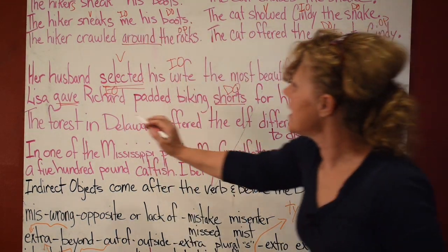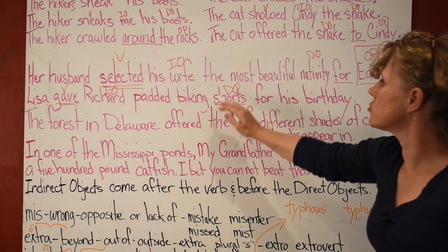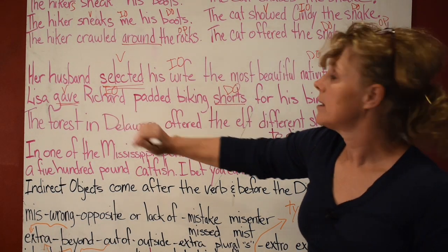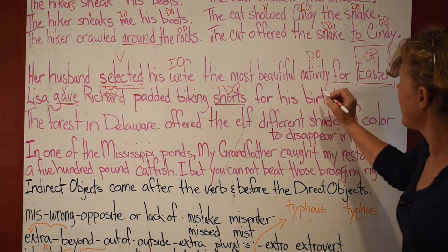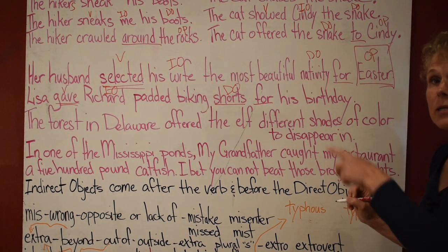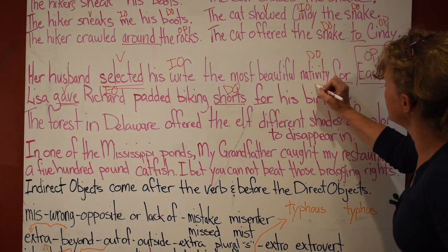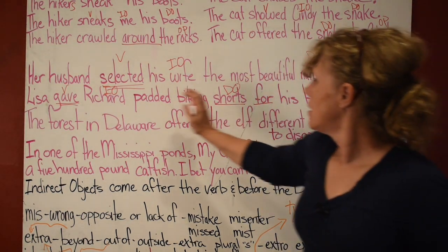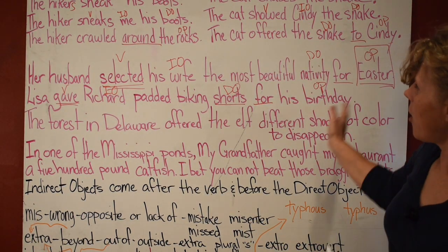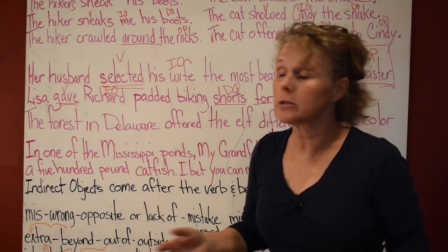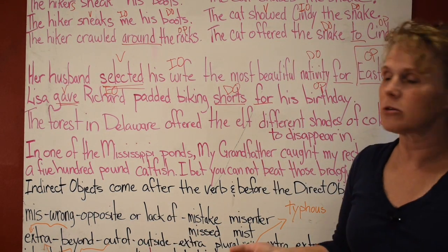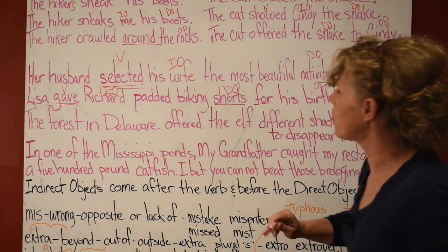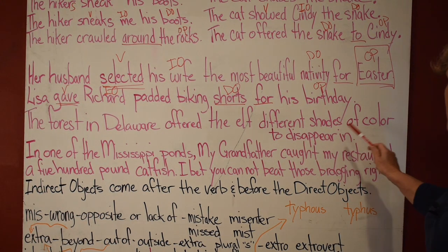See how right here is your verb, right here is your direct object, and your indirect object is between the two. Birthday. For right here is your preposition, and birthday is the object of the preposition. So see how you could have all of them, and you can have them in multiples in a sentence, depending on how big your sentence is. Okay, so we have this sentence: the forest in Delaware offered the elf different shades of color to disappear in.